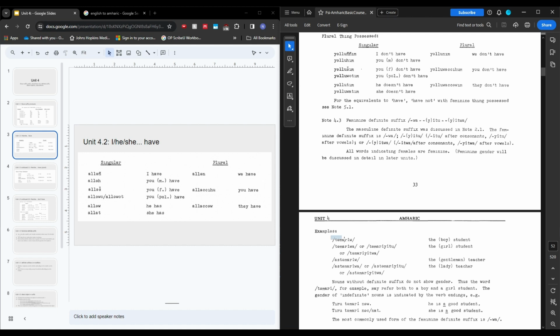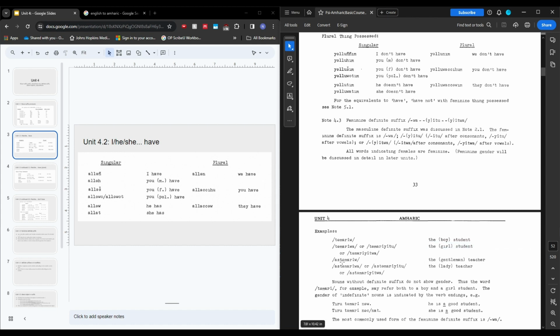If you say tamario, which I think is how this is supposed to be pronounced with this W, it sounds more like an O or like a woo type of thing from how I understand it. So tamari woo would be the boy student. And because of that suffix, you know that we're talking about a male student. Tamari wa, tamari yitu, or tamari yitwa, which again is using any of these 3 feminine definite suffixes, will make it the girl student. We now know that the student that we're talking about is a female student.